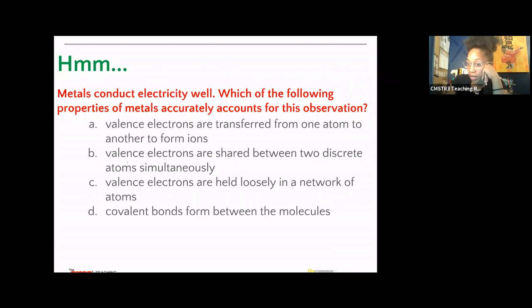So I see people pondering. I'm going to teach one thing real quick and come back to this question to see if we get it now. So I see some people in the chat. I see a couple answers. Let me teach you something real quick.